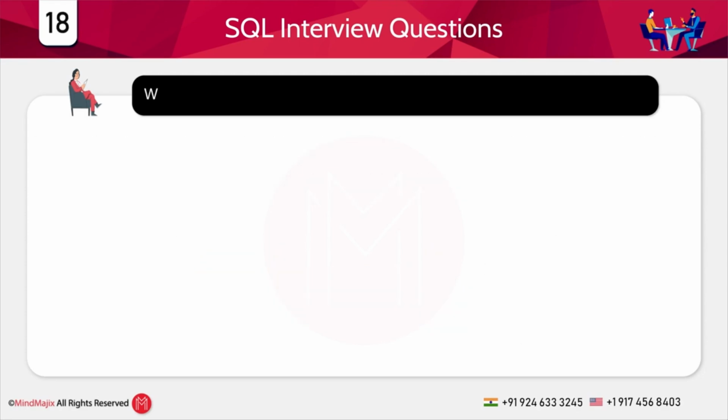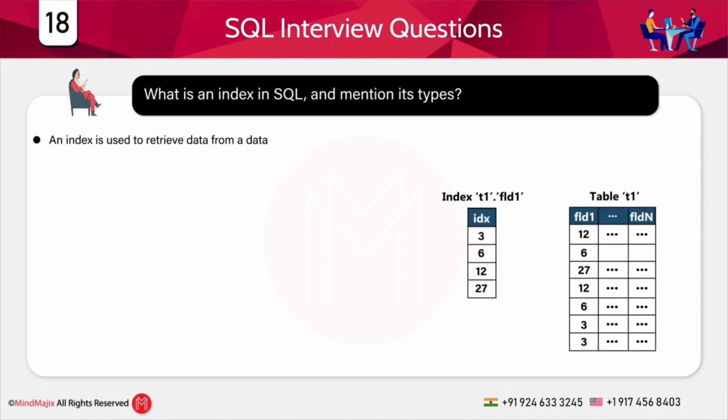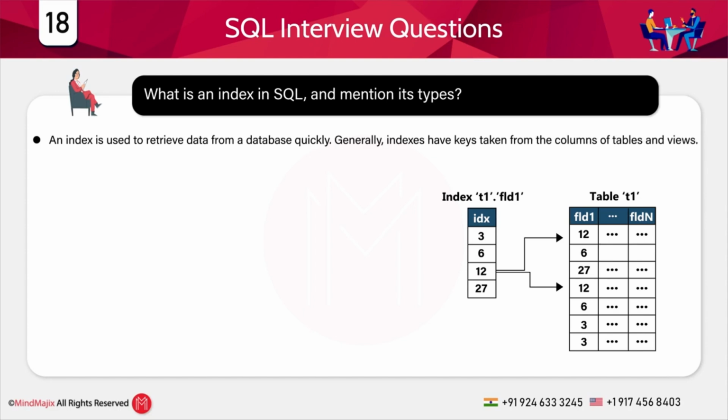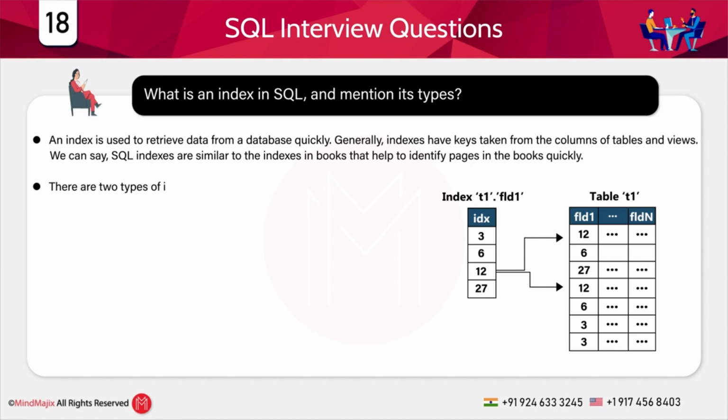The next question is, what is an index in SQL and mention its types? An index is used to retrieve data from a database quickly. Generally, indexes have keys taken from the columns of the tables and views. We can say that SQL indexes are similar to the indexes in books that help to identify pages in that book quickly. There are two types of indexes. The first one is the clustered index and the second one is the non-clustered index.